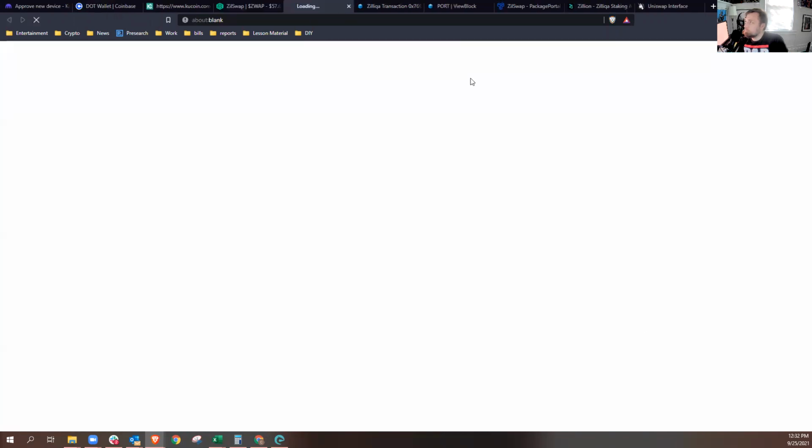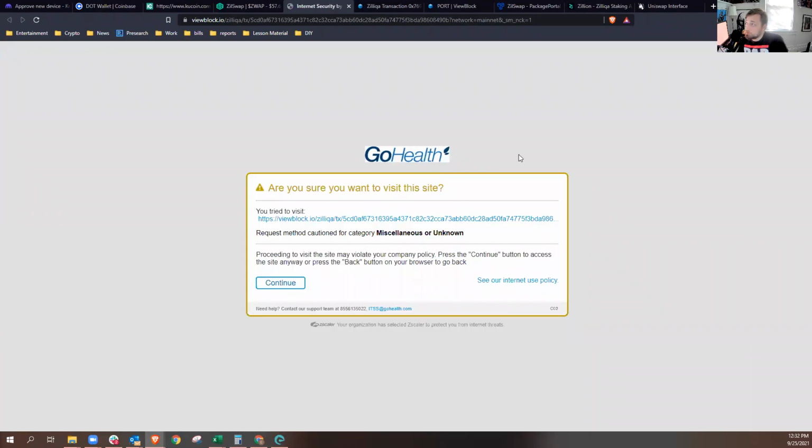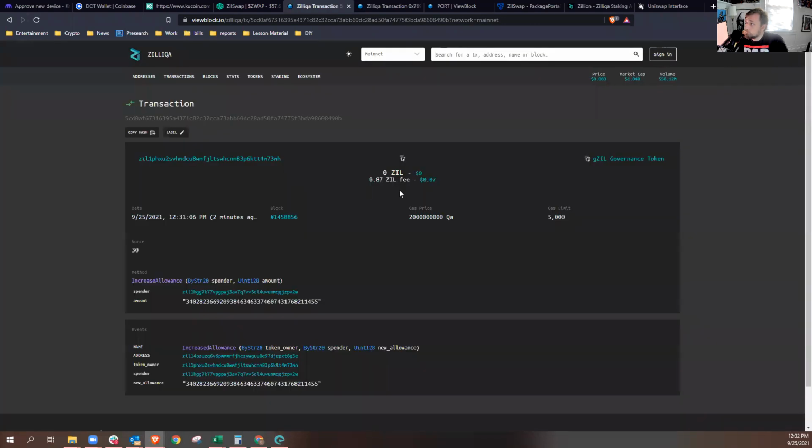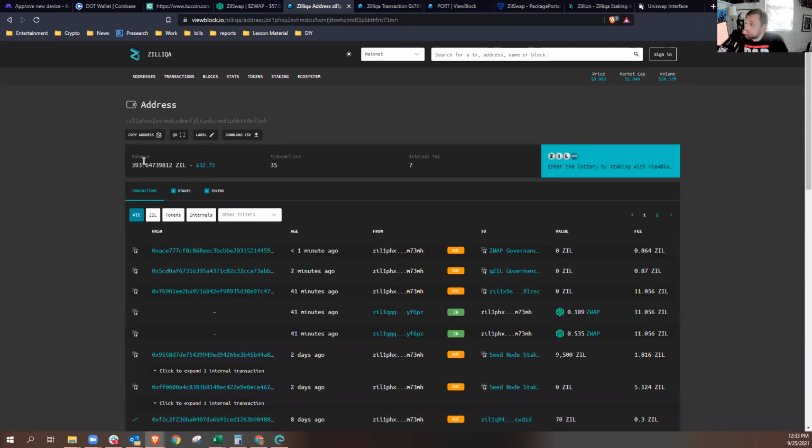All right, so stuff's still a little bit slow to show up. So I'm going to view on the blockchain here. Looks like it was completed 2 minutes ago. Okay. This is my address. And I can see my transaction fees. Like I paid 11 ZIL for a fee to add that liquidity, but to swap in between, I paid less than 1 ZIL. So I paid a 7-cent transaction fee.